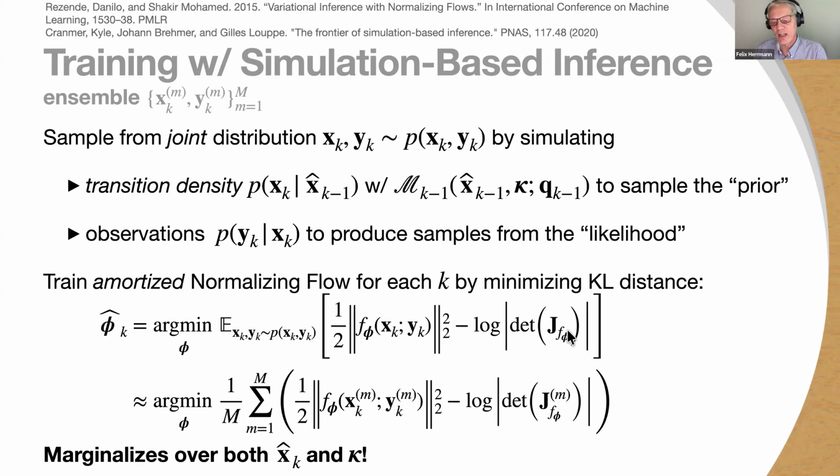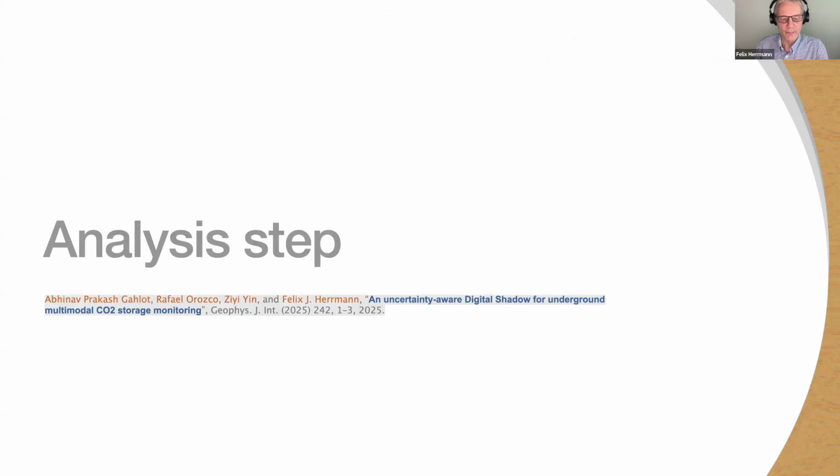And then you have to have a log-det term that takes care of the changes in volume because you do a nonlinear coordinate transformation. Anyway, you can solve this quite effectively. We only need m, which is the number of ensemble pairs, like order 100. Not 1,000, order of 100. So it's certainly doable. The cool thing is when you do this training, you marginalize over xk as well as over kappa. So you deal with these intractable integrals that I showed earlier.